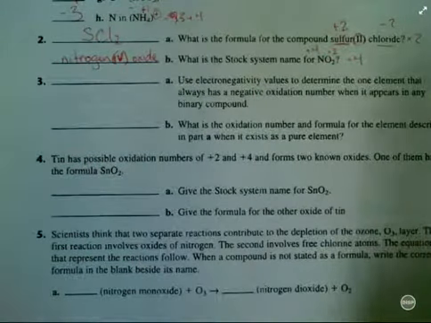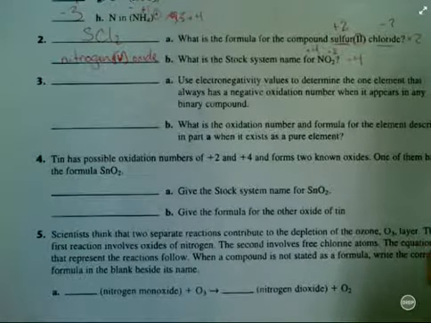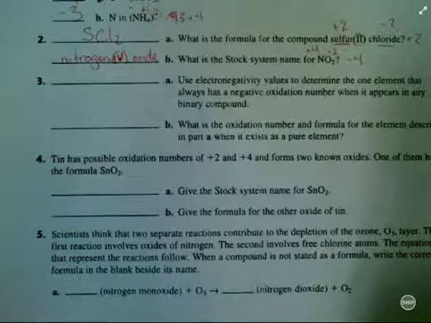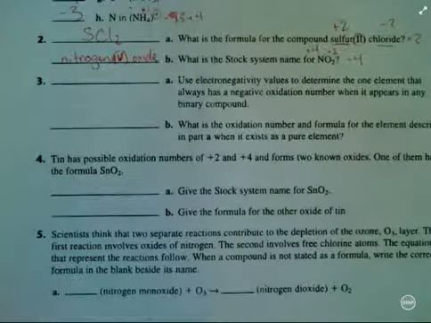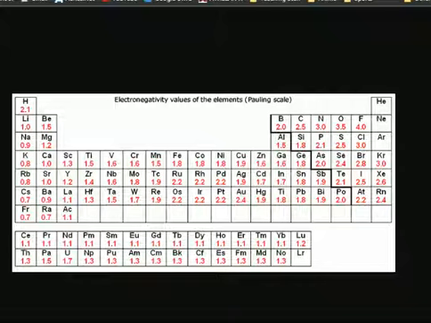All right, 3A. Use electronegativity values to determine the one element that always has a negative oxidation number when it appears in any binary compound. So what we're doing here, if we think about conceptually what an oxidation number is, we're trying to find the element that is going to draw other electrons more strongly than any other element. And that's the same question as what element has the largest electronegativity value. Hopefully you guys know already or remember that that is fluorine. Fluorine has a 4.0. It's the largest number on this electronegativity scale, on this Pauling scale.